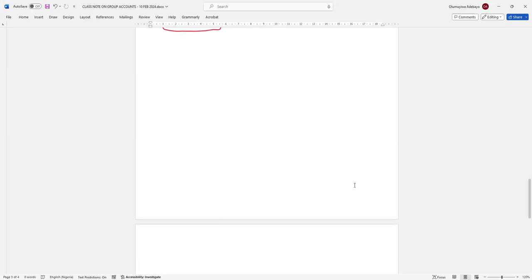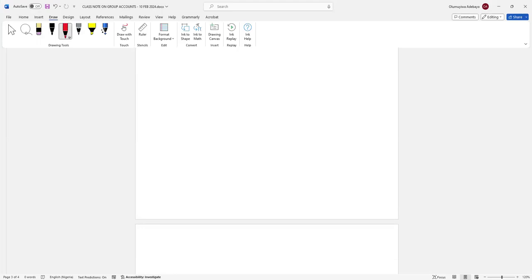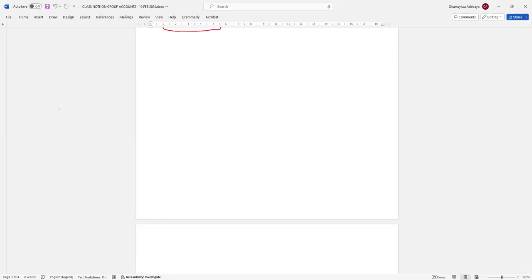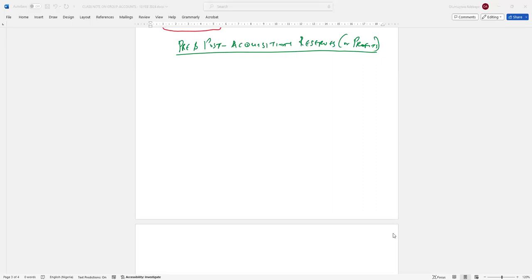Okay, what are we saying at this point? What we are saying at this point is as follows. Pre and post acquisition profits, or profit, as the case may be. I believe you can see the notes I'm writing on.